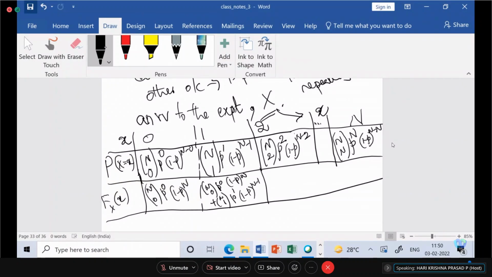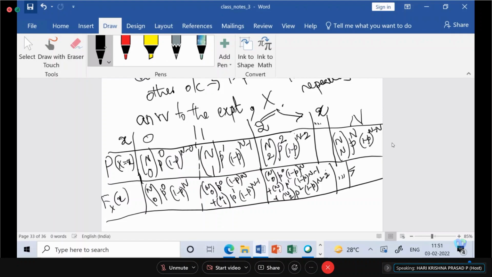When it comes to the case that the desired event is happening exactly 2 times, the value of the probability distribution function for small x equal to 2 is given by this expression. I hope I am clear in explaining the terms, putting down the steps, right? Any questions, please stop me. Okay. Like this, the cumulative distribution function continues.